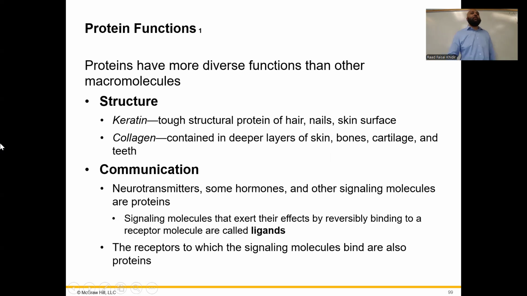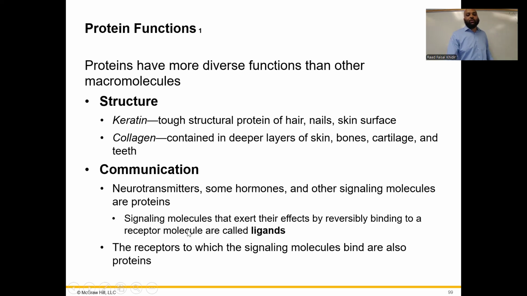There are proteins that are functional. They have different functions, like communicating. That's not structural. That's not keratin. That's not collagen. So they communicate like neurotransmitters. So we have catecholamine hormones. These are hormones that are like proteins. They do the actions of communication. Some hormones and other signaling molecules are proteins.